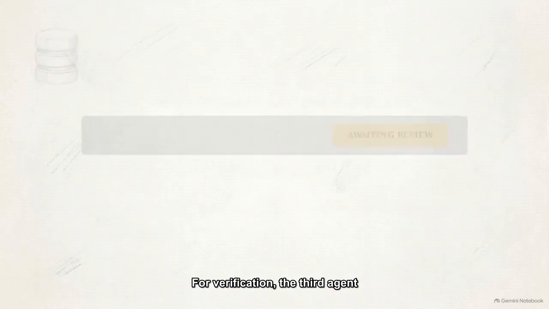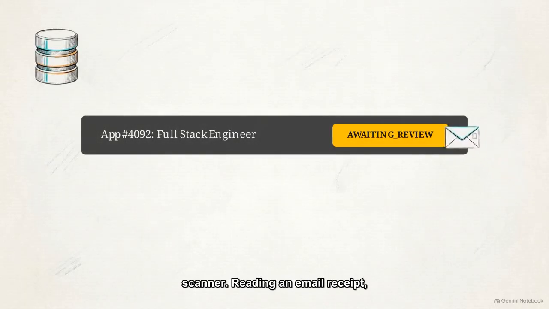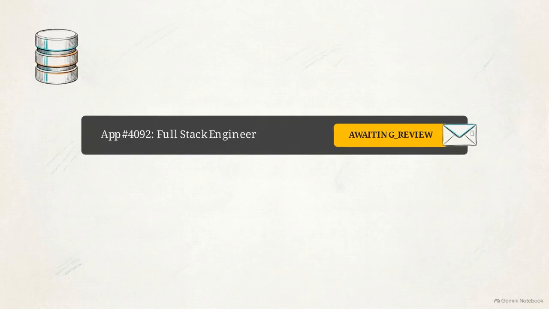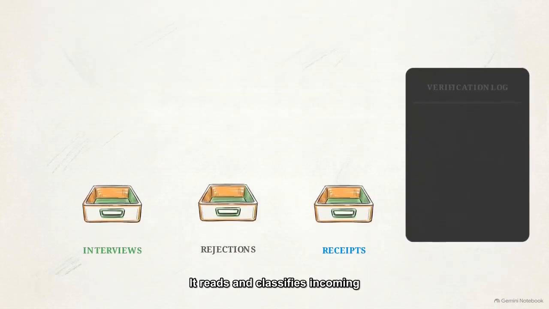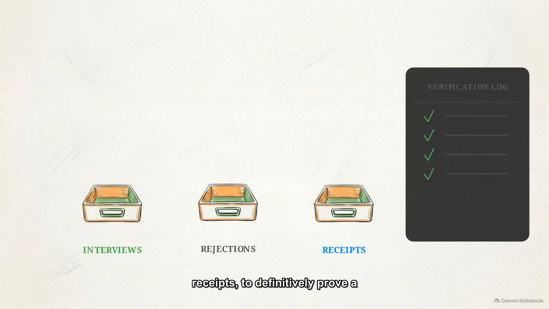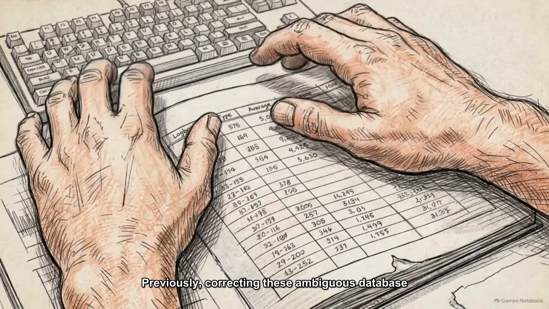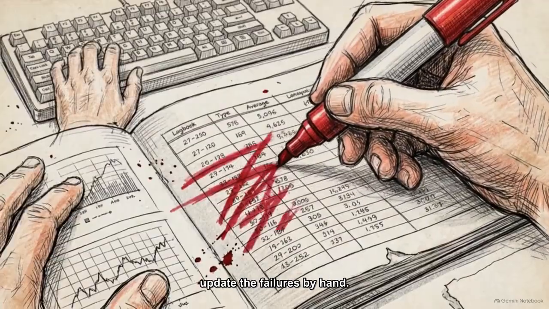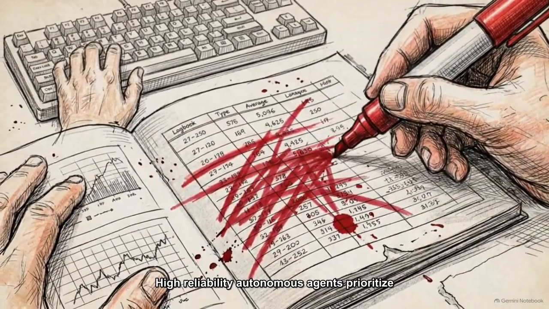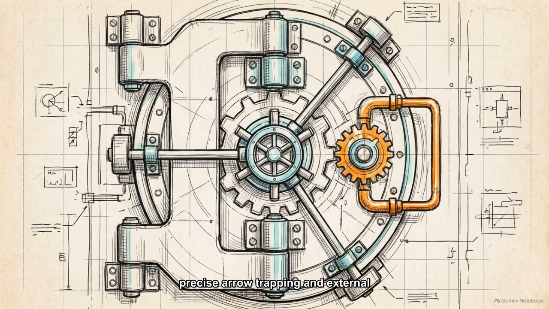For verification, the third agent acts as a passive inbox scanner. Reading an email receipt, it automatically flips the database status from awaiting review to applied. It reads and classifies incoming replies, sorting interviews, rejections, and receipts to definitively prove a transaction cleared. Previously, correcting these ambiguous database rows required a human auditor to read the logs and update the failures by hand. High-reliability autonomous agents prioritize precise error trapping and external state verification over raw generative capability.